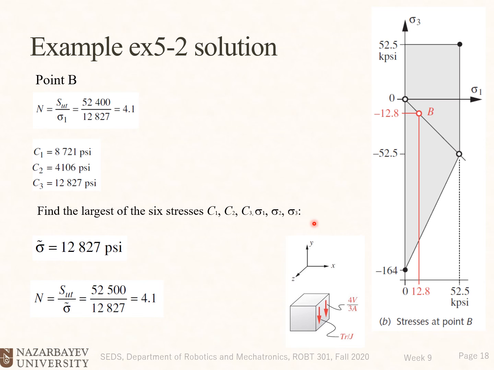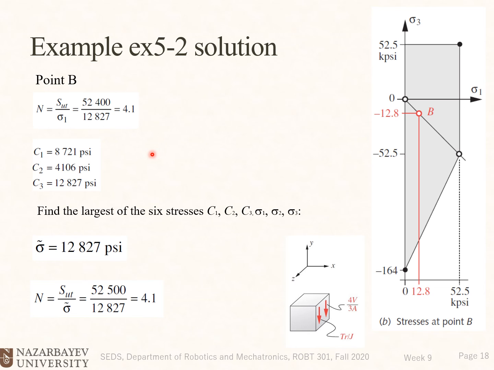Now it comes to the calculation of safety factor for the point B. We need to find the point B and find the load line. And for the point B, it happens to be B prime. This B prime, or intersection with the profile, happens to be exactly at the corner. So we could use the formula N equals SUT divided by sigma 1, and the safety factor is equal to 4.1 for the point B. So since the safety factor is bigger than point A, it means that point A is the most critical point for us.